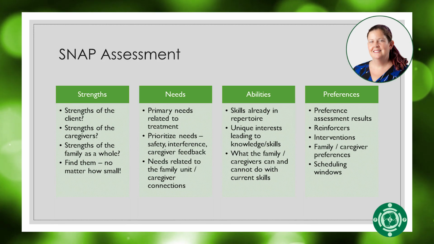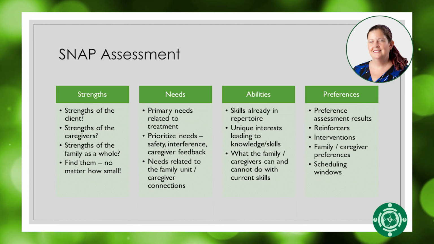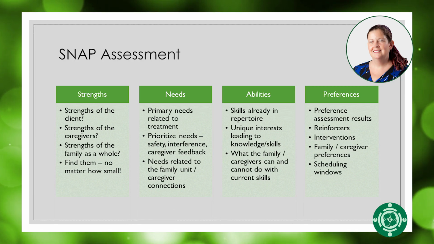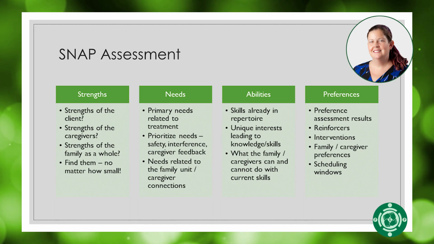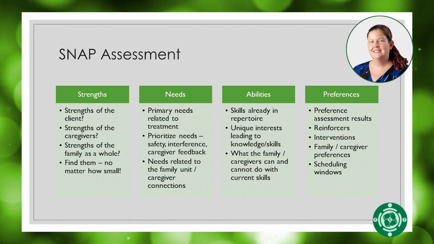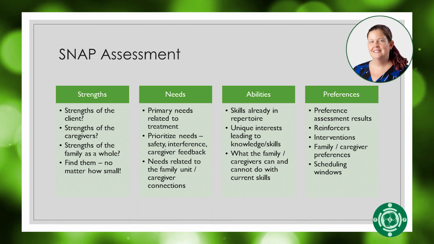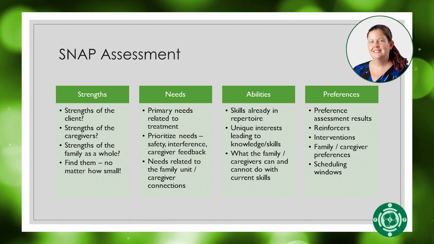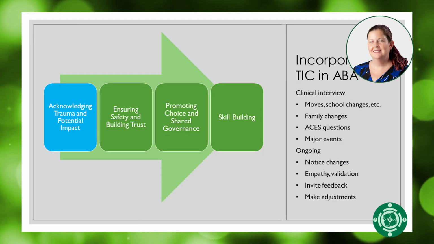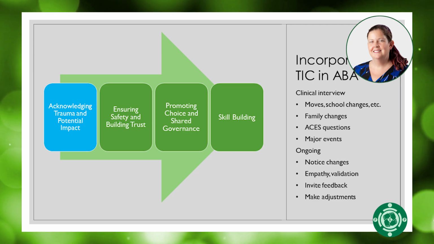And then preferences. We're doing preference assessments. That's already part of what we're doing. Looking at what the preferred reinforcers are, what interventions are going to work best. We also want to look at preferences of the family and the caregivers. We also want to look at scheduling as part of the preferences. Make sure that we're doing it at a time for the sessions that is truly beneficial for everyone involved and convenient. So now we're going to go into the actual framework of using trauma-informed care in ABA.